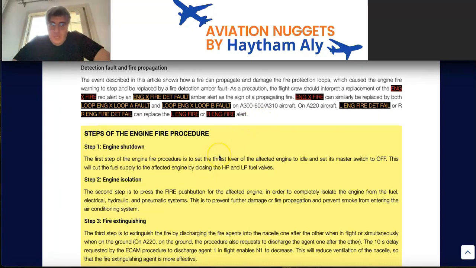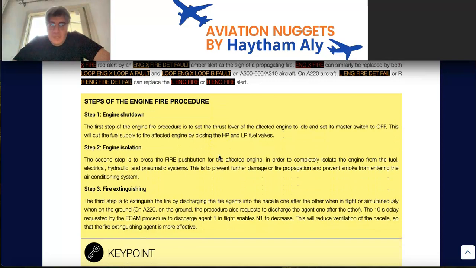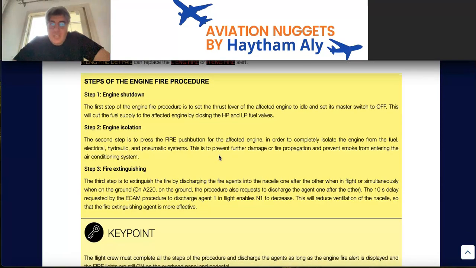Okay? So as you can see here, everybody, these are the steps of the engine fire procedure. And remember, for engine fire procedure, nacelle fire, external fire, remember isolation and fire extinguishing: engine shutdown, engine isolation, fire extinguishing. Okay, everybody? So the first step of the engine fire procedure is to set the thrust lever of the affected engine to idle.